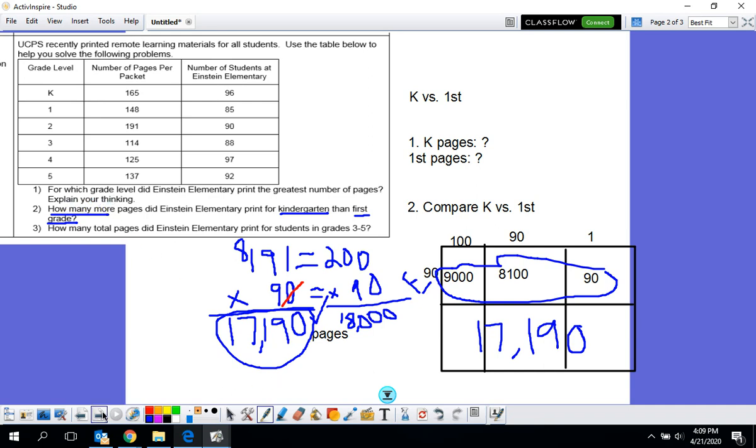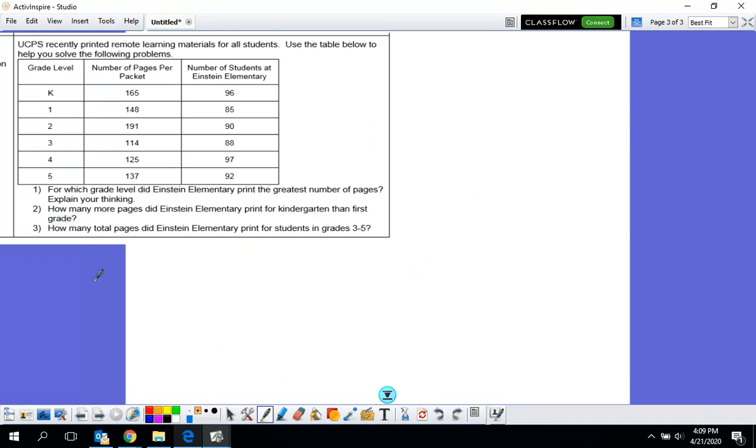All right, we're going to move to number 3. So number 3 says, how many total pages did Einstein Elementary print in grades 3 through 5? So we know that grades 3 through 5 is going to be important. That means this grade level, and that grade level. I'm going to need to do something with all 3 of those. Then it wants the total pages for those. So that word total should tell you something that should help understand what operation that is. If you have a total amount of 3 things, you're probably putting them together. So y'all need to try to remember what putting together means.